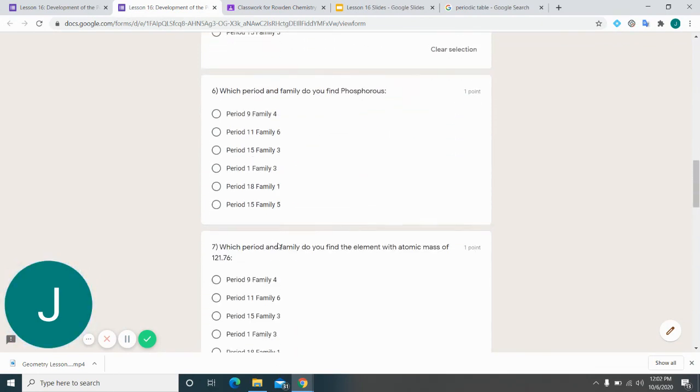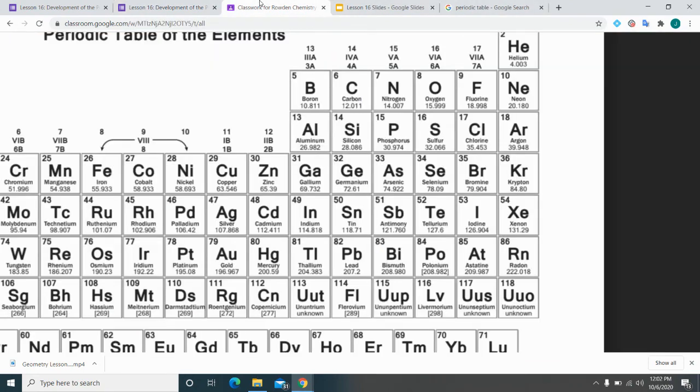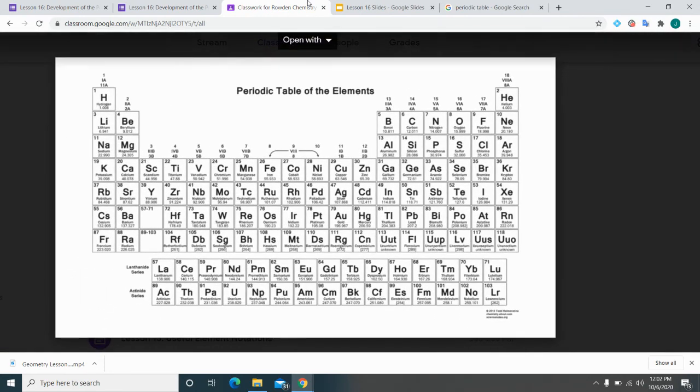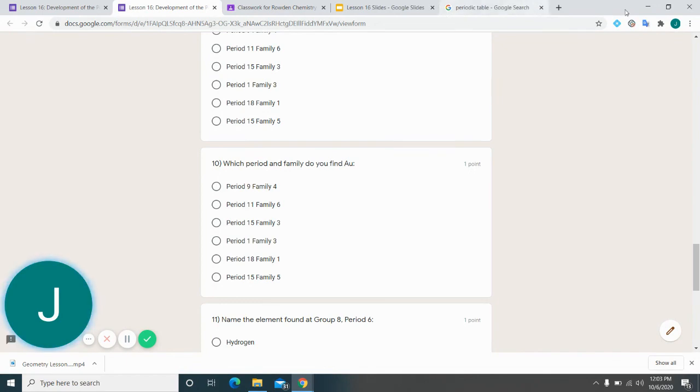You'll just get used to looking around the periodic table. I want you to spend more and more time doing this so you start finding things quicker in the table. You'll start knowing where things are and not having such a hard time with it. So as always, email me if you have any issues or questions. And like I said, your current view of this, these answers are all backwards, but they will be fixed by the time you take this.